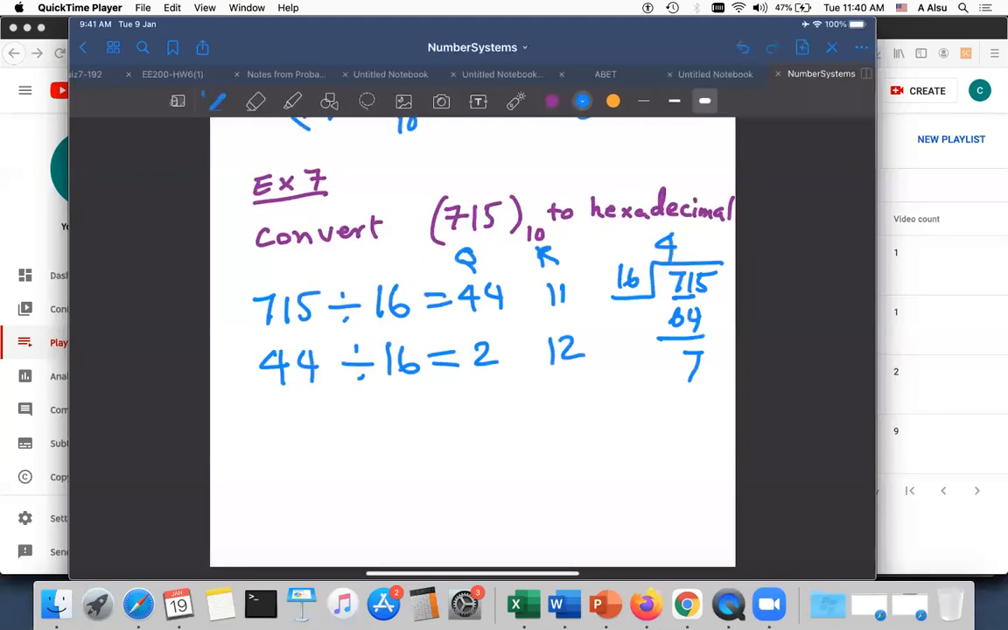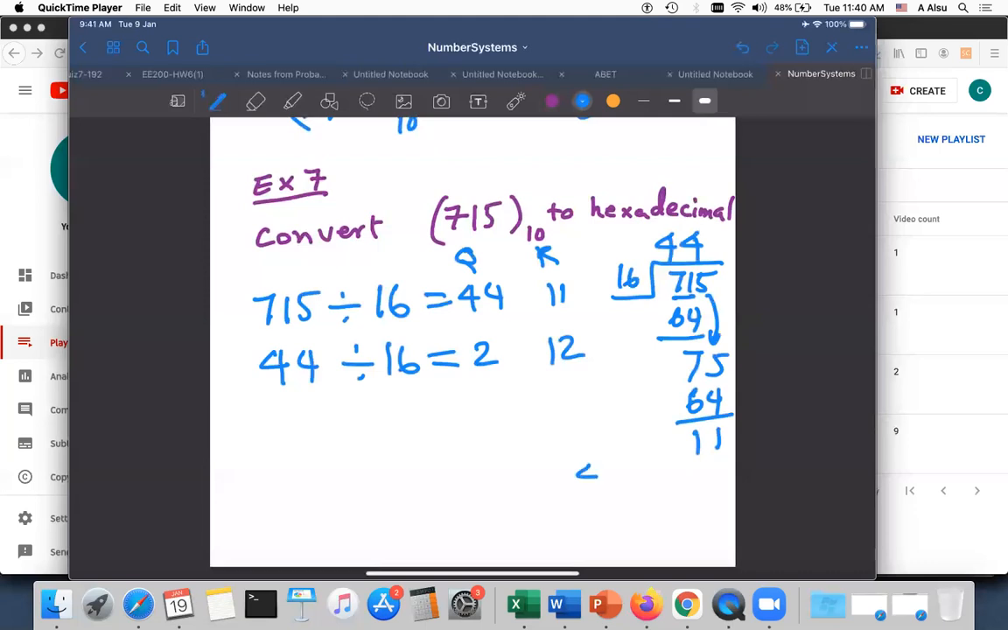And then you pull down the 5 here, so you get 75 now. How many 16s in the 75? Again 4. So you have 64 here, and then the difference is going to be 11. Do you get that?